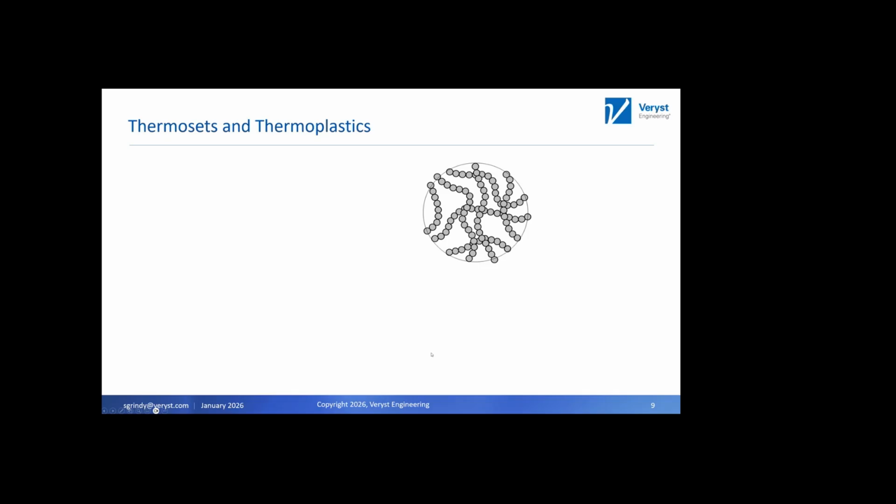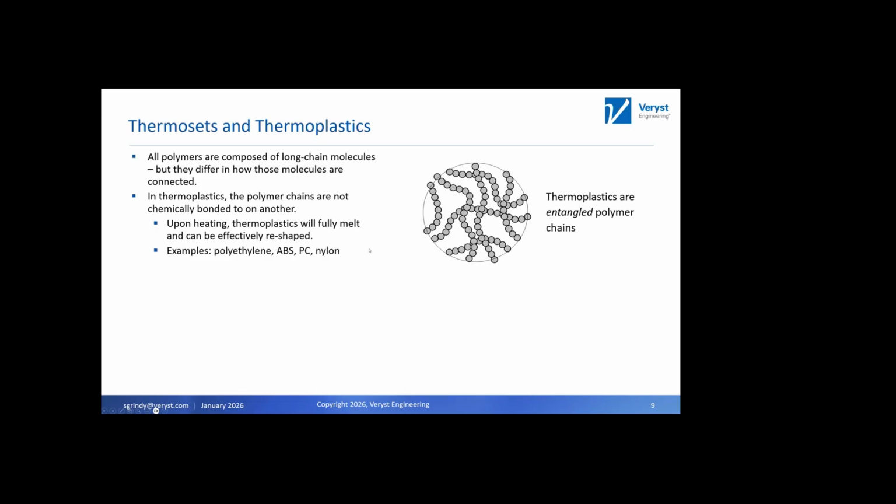So now I want to talk a little bit about thermosets and thermoplastics. If you have ever had to manufacture something out of a polymer, this is something that you really need to understand. All polymers are composed of long chain molecules, but they differ in how those molecules are connected. More specifically, in thermoplastics, the polymer chains are not chemically bonded to one another.